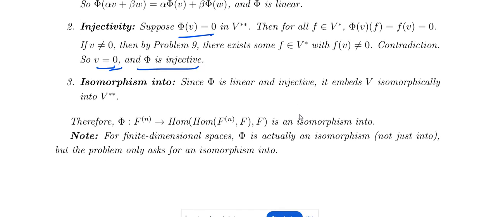Isomorphism onto ன்றது pi is linear and injective, that is v isomorphically onto v double star. So pi from f power n to v double star, this one is isomorphism onto too. So in a finite dimensional space, pi is actually the isomorphism. Okay, but that is the isomorphism onto too. Okay.